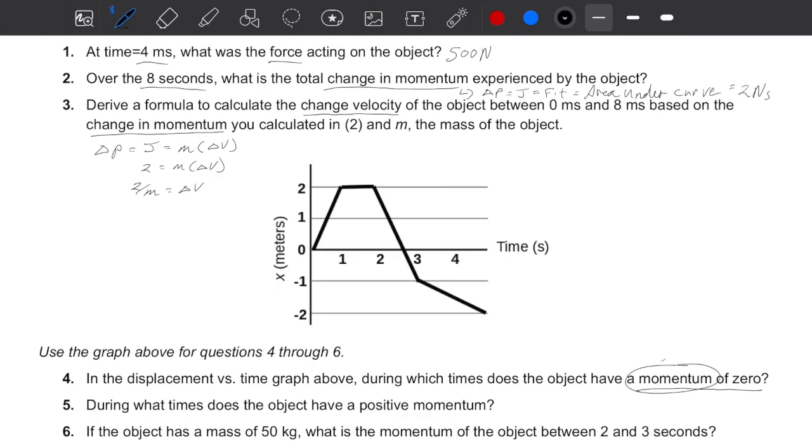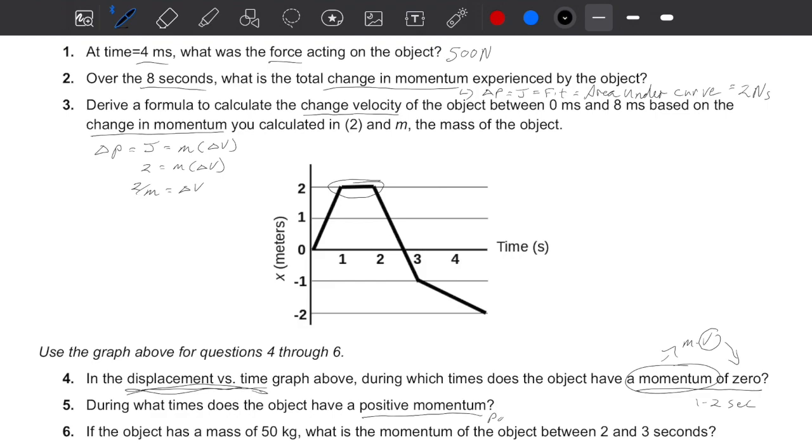With the displacement versus time graph, the slope is velocity. And we're looking for when it has a momentum of 0. When we have a momentum of 0, that's when we have a velocity of 0, because momentum is mass times velocity. So when do we have a velocity of 0? Well, that's when the slope is 0, because it is a displacement versus time graph. So that is from that 1 to 2 seconds.